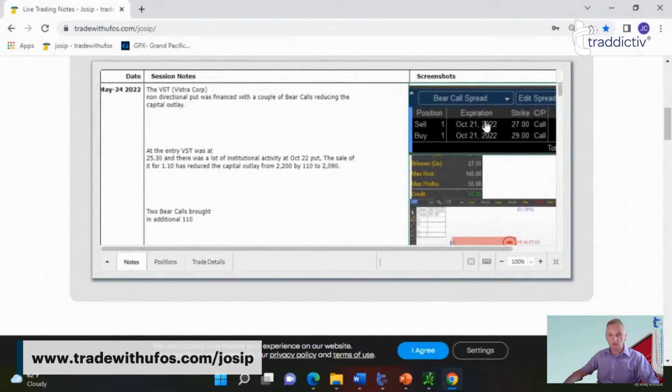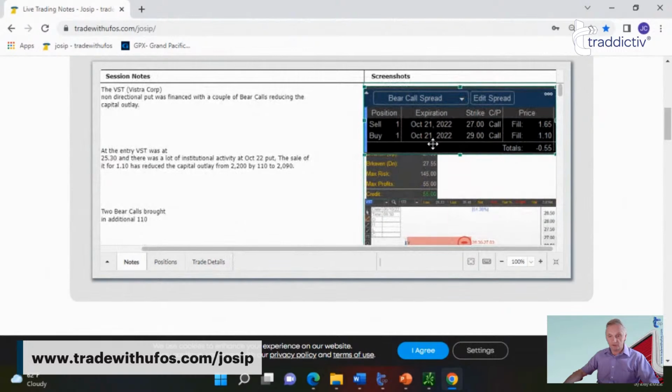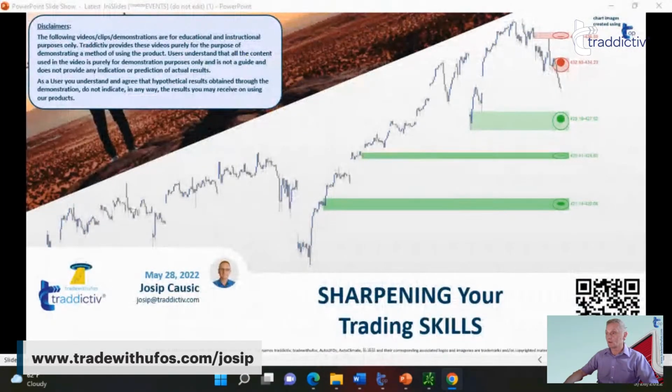So what I want to point out to you is that we placed this bear call spread, and the strike prices are 29 as a buy and 27 as a sell. I'm going to pull up the platform and see where the price action is in relationship to where this was when we got in at 25.30. I'm going to get rid of these slides because I no longer need them.